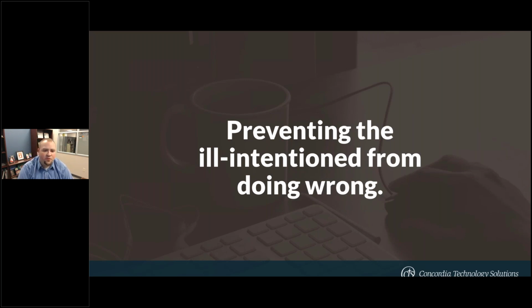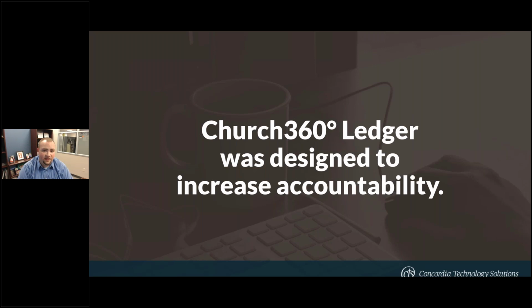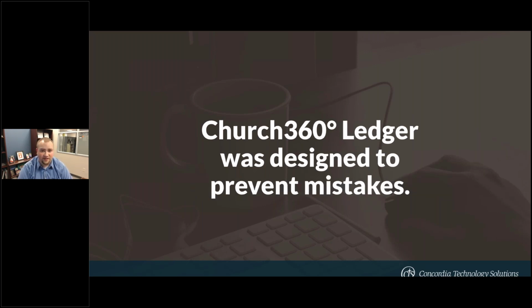But more so, we are preventing the well-intentioned from making mistakes. And that's going to be the key for today, is that we look at volunteers. Volunteers who are managing church finances are doing it for the sake of the church, to benefit the congregation, to take this what can be a burden on, because it's not an easy task. And their main goal is to do it right, to not make mistakes, and we try to help out with that as much as possible. So Church360 Ledger was designed to increase that accountability, and especially it was designed to prevent mistakes.